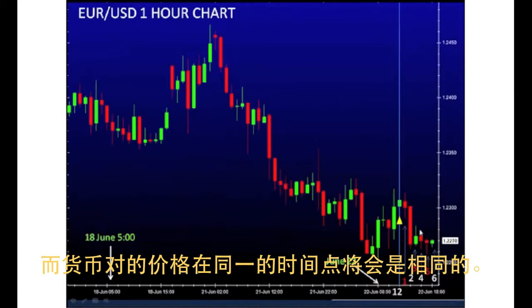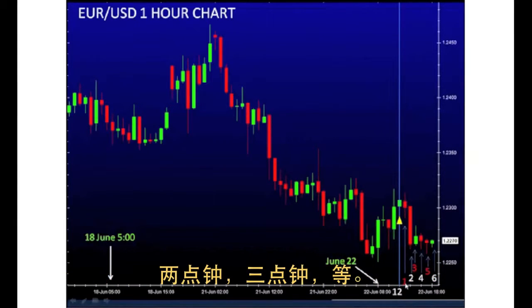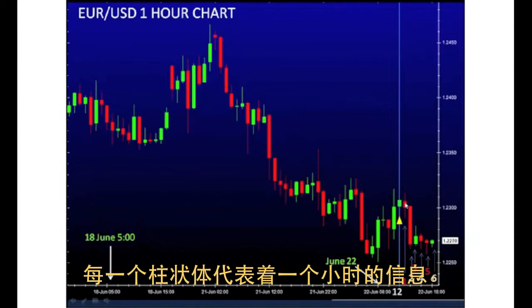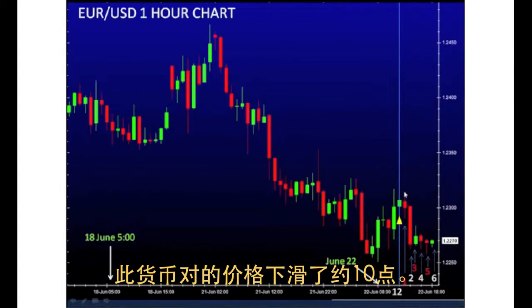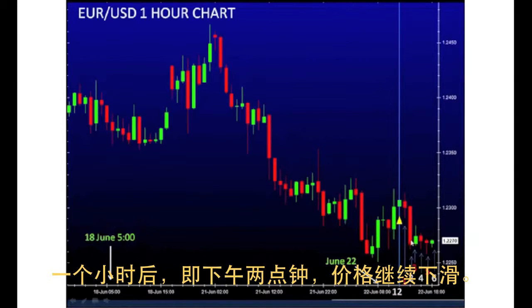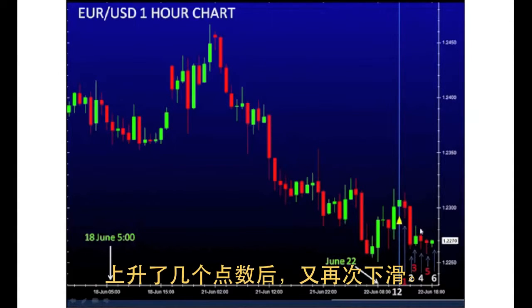But when you look at the candlesticks and the difference between a Euro USD as we have in this chart, take a look to the right. Here's 1 o'clock in the afternoon, 2 o'clock in the afternoon, 3 o'clock, and so on. Each candle represents 1 hour worth of information or price movement. Here you can see that from a certain time at 1 o'clock, the price movement dropped. At 2 o'clock, for that single hour, the price movement moved lower. And then at 3, within an hour's time, the price movement moved up before coming back down.